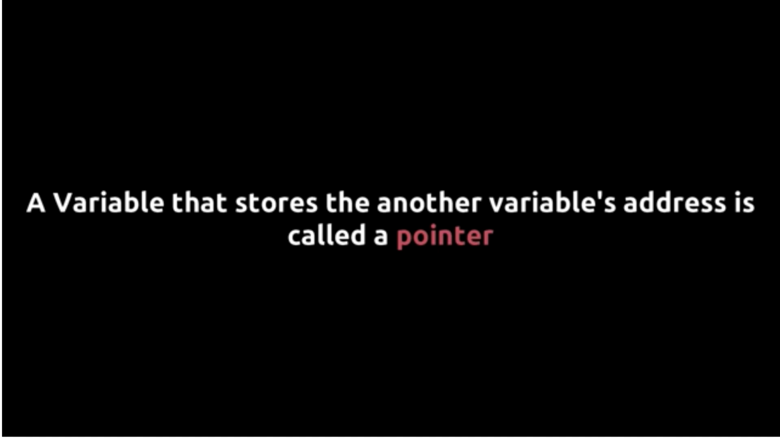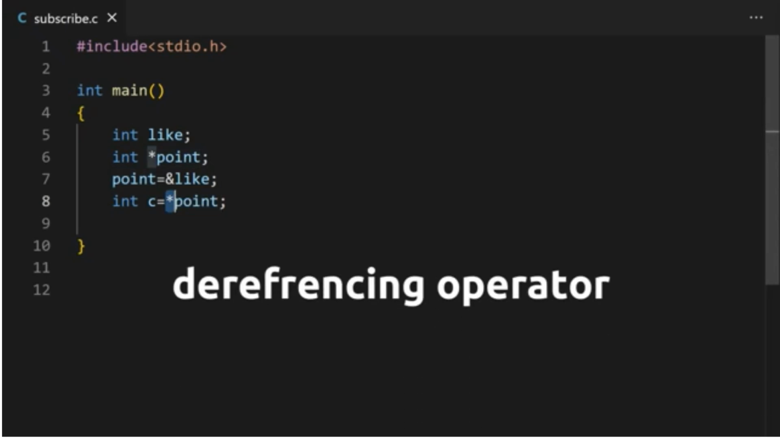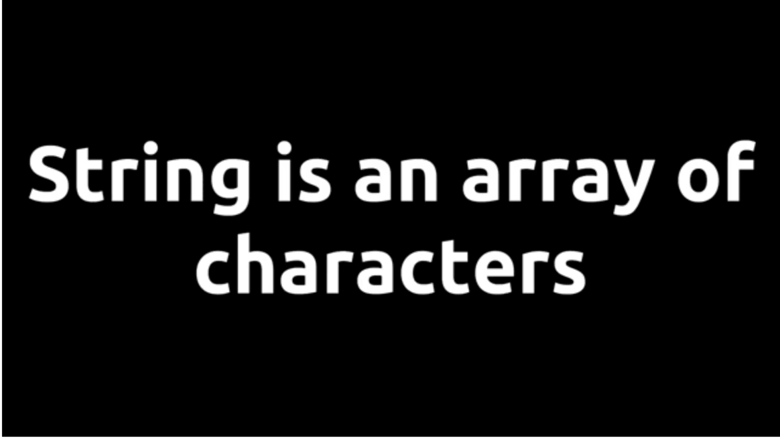A variable that stores another variable's address is called a pointer. Declaring a pointer is almost the same as declaring a variable. You need to add a star sign before the variable name for the pointer. To store the address of any variable, write the pointer variable name and then use an ampersand to assign the address to the variable. You can use a star before the pointer name to get the value at the address stored in the pointer variable. Star is also known as the dereferencing operator, and a pointer that stores the address of another pointer variable is called a double pointer.